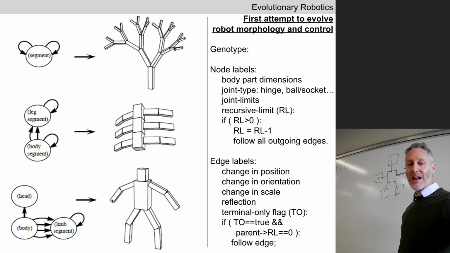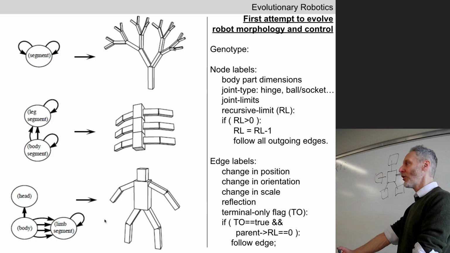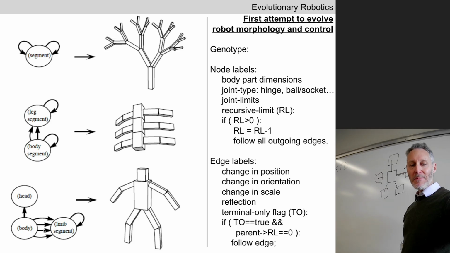Why don't we just keep creating an infinite number of arm segments? That's what would happen in a recursive mapping if we didn't include one additional detail, which is that inside all of the nodes, there is one additional integer called the recursive limit. So every time we leave a node, we decrease that recursive limit by 1. So when we arrive here, let's say the value is 2. When we leave here, the value is 1. Let's say the recursive limit here is 1.